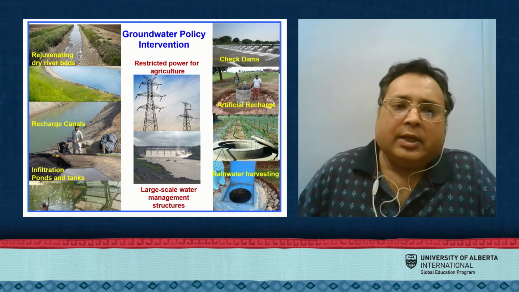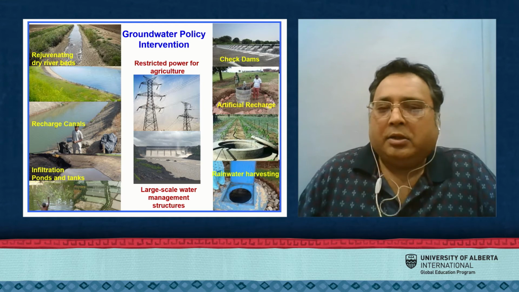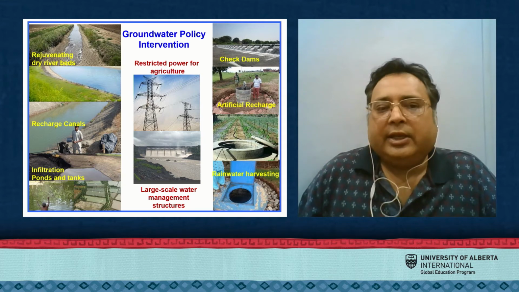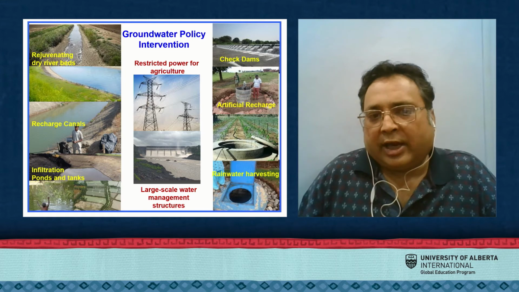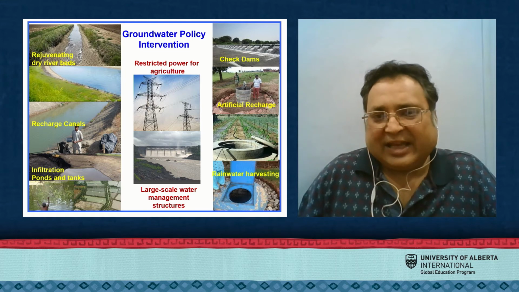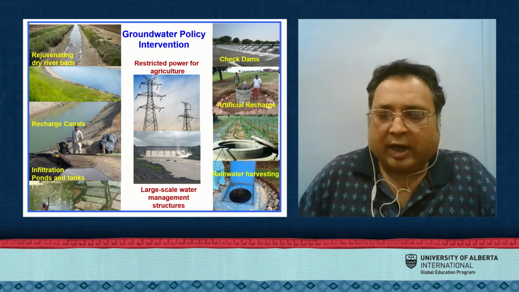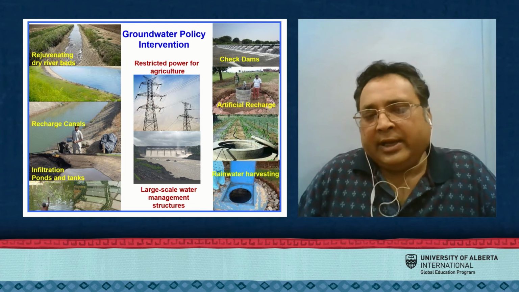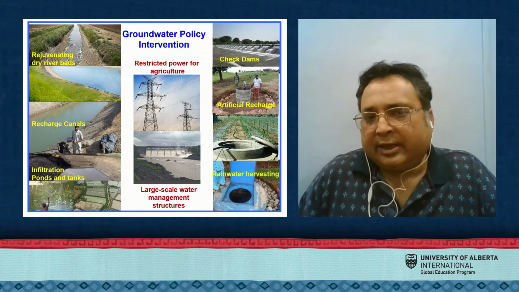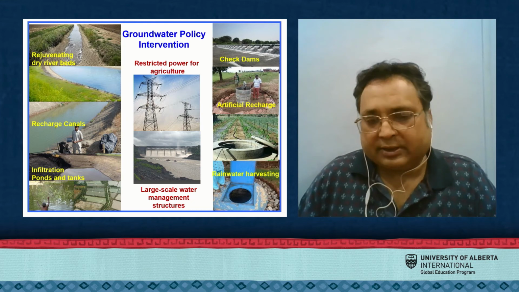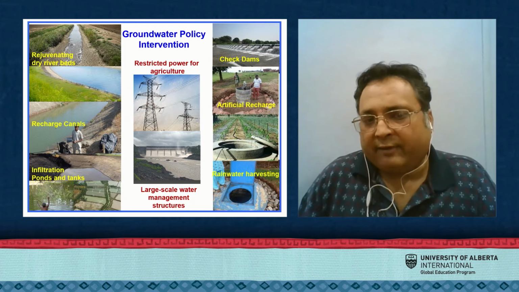How is it happening? Well, I think much of it has happened unknowingly, with people not even understanding that they are replenishing the groundwater, and that includes recharge canals, putting water into dry riverbeds, infiltration ponds and tanks, and sometimes more focused efforts like check dams, artificial recharge, rainwater harvesting, and so on. Now, in India, over the last few years, several large-scale water management structures have been built, like large dams. That might also have influenced water preservation downstream.